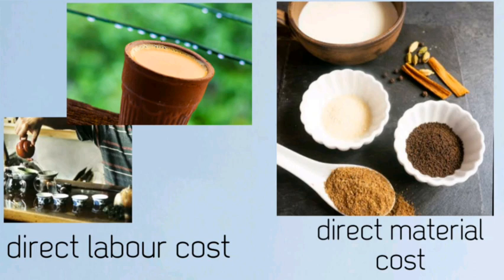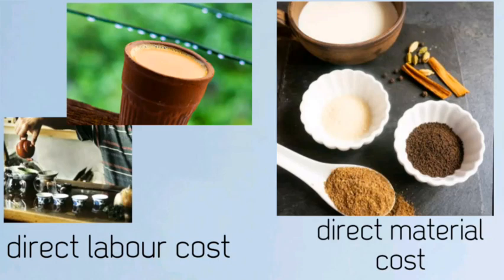Again, coming to the tea purveyor instance, the person who makes the tea is the direct labor cost here, right? So the direct labor cost is the amount of wages paid to the direct labor involved in the production activity, right?